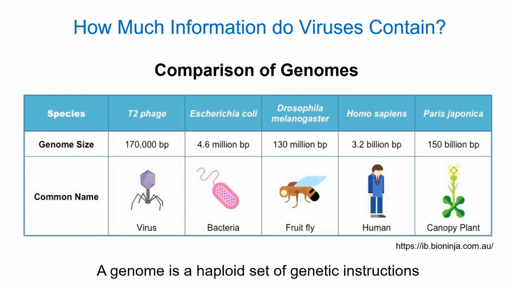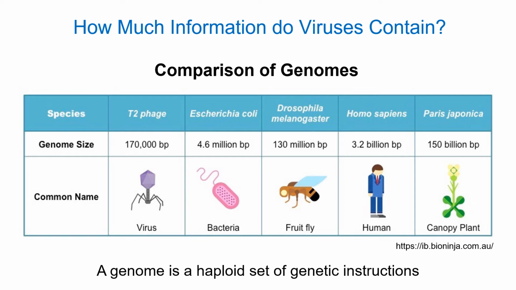Bacteria and viruses only have one set of information. And let's compare the two. So we'll start with our favorite bacterium, E. coli. It has 4.6 million base pairs of genetic information. And recall that almost all of that is contained in this one great big circular chromosome. And there's a little bit extra in the plasmids.